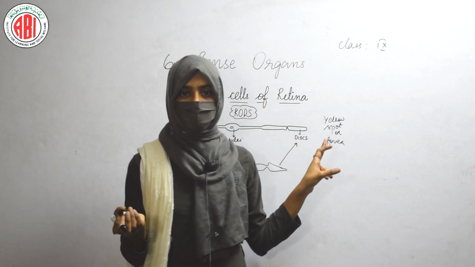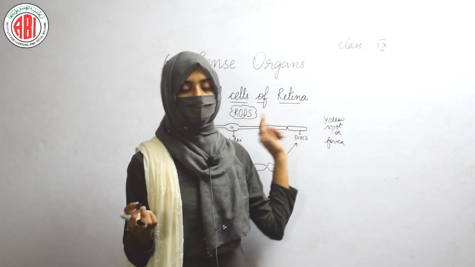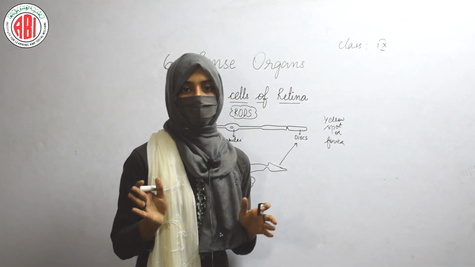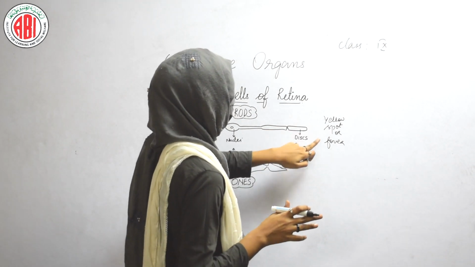After focusing that image, it is scanned by the region called fovea, which is present in the retina. So when your eyes are moving, the image is focused and it is scanned by the region called fovea or yellow spot.